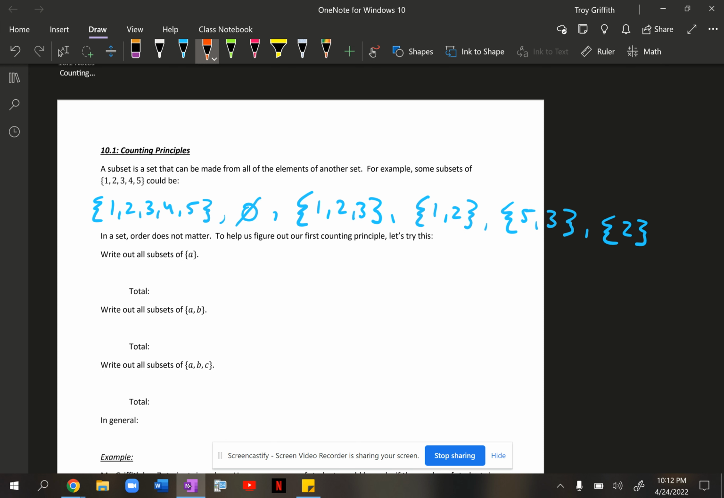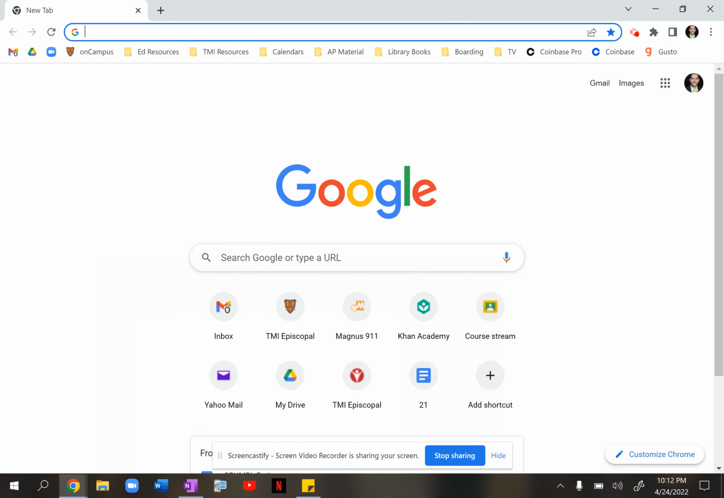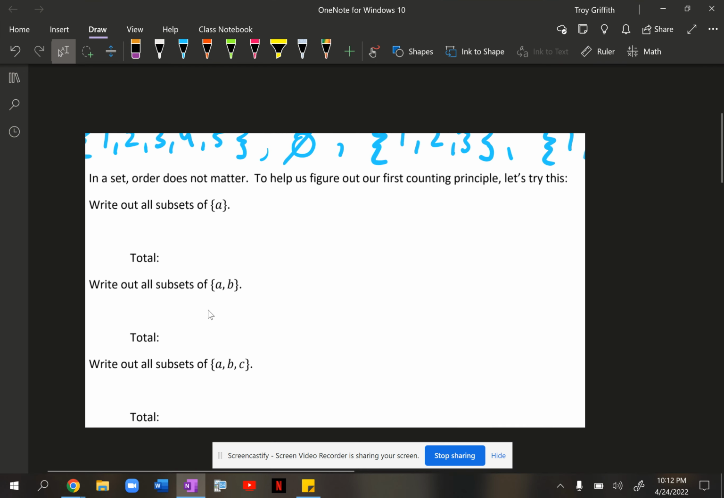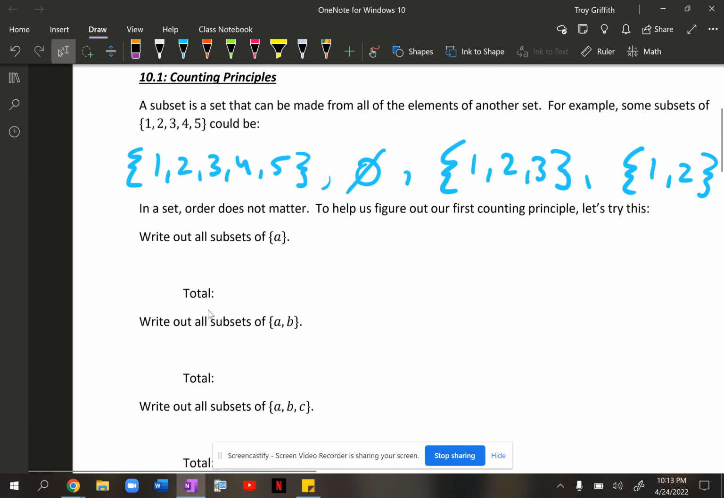So if we wanted to write out all the subsets of just the letter A, okay. All the subsets of just the letter A. Well, there's two subsets that I could come up with here. I could literally just write A, okay, or I could have an empty set, which is a set with nothing in it, okay? So in total, there are two subsets here, all right? Okay, let's move on to the next one.